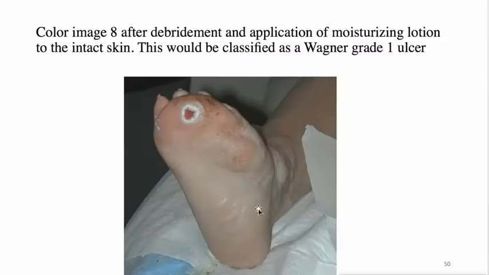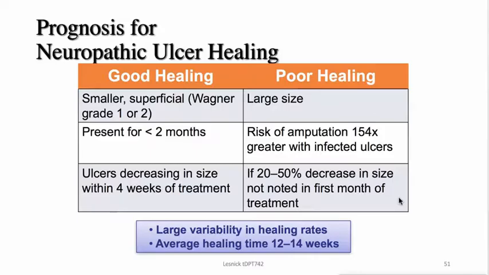And this is the same wound after debridement. That would be classified as Wagner grade 1. Some of the prognosis for healing: for the superficial ones, Wagner grade 1 or 2, there's poor healing if the size is large. If it's been present for less than 2 months, let's go over that again.